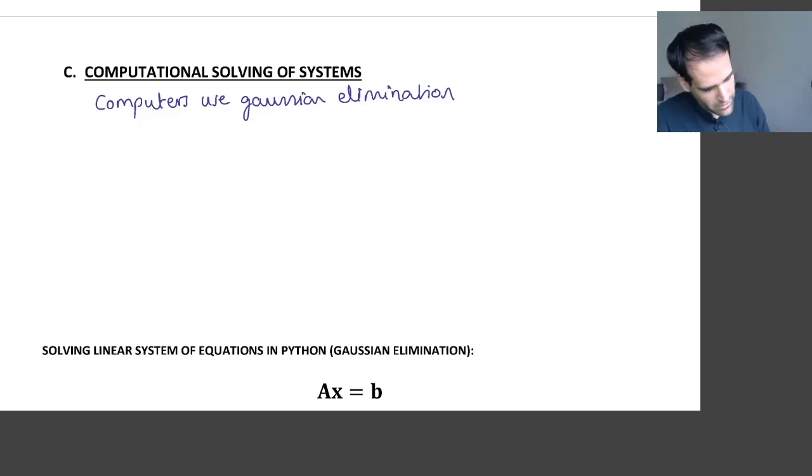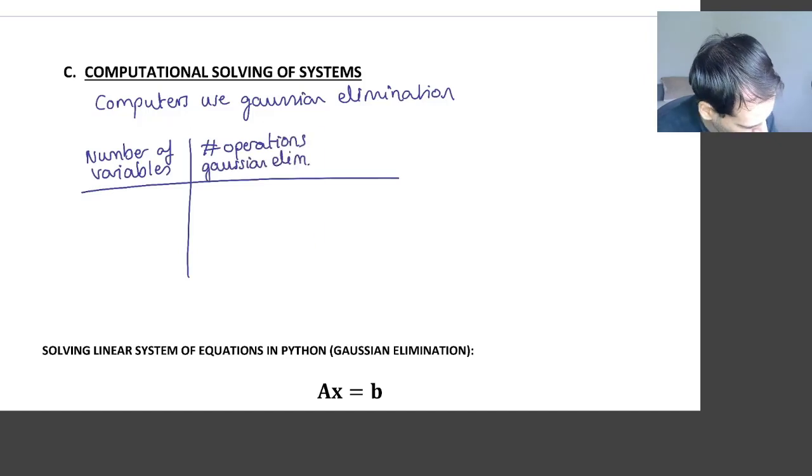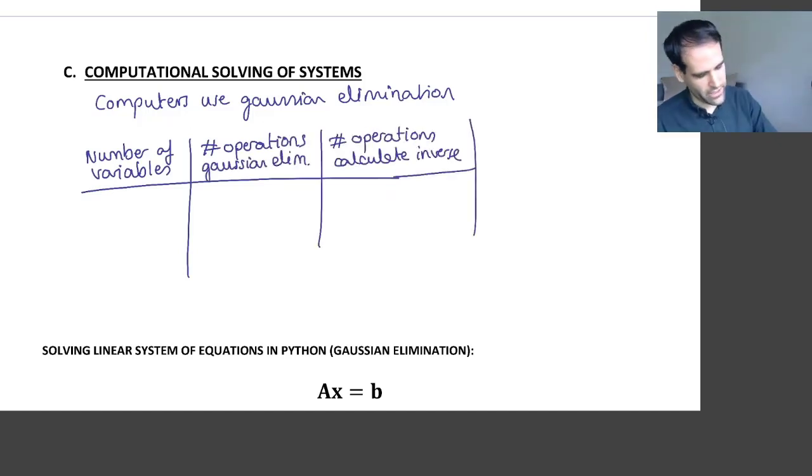Okay? So let me do a table in which I write first column will be the number of variables in the system of equations. Second column will be the number of operations required to solve the system using Gaussian elimination. And the third column will be the number of operations required to solve the system by calculating the inverse. Okay, so let's do it.